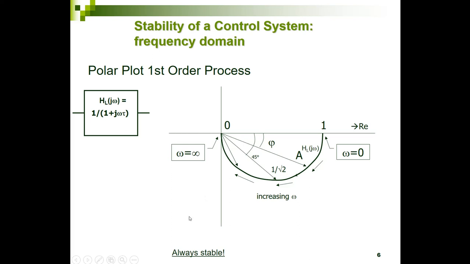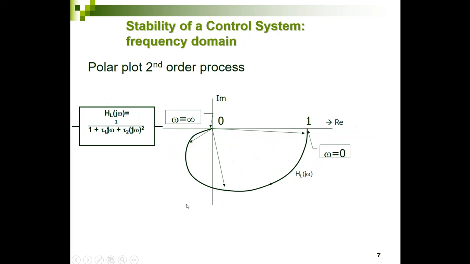So it's always stable. A purely first order system is always stable. Now let's look at a second order system. A second order system has a more or less equal Nyquist plot, only it has a maximum phase shift of minus 180 degrees for high frequencies.